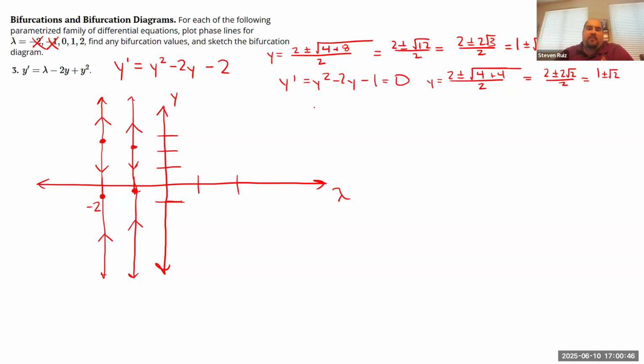All right. Next differential equation. What happens when lambda equals 0? I get y squared minus 2y. This factors, so I can factor out a y. I get y times y minus 2. So that gives me y equals 0 and 2. So I have equilibrium points at 0 and 2.